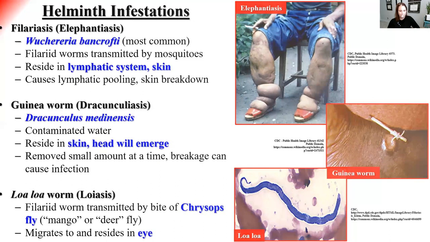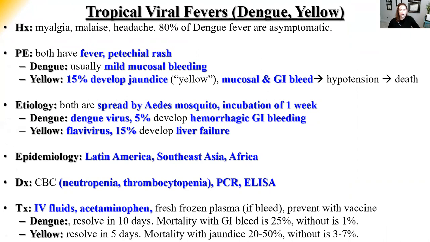Next, let's move on to our viral diseases. Let's start with the tropical viral fevers. So we have dengue fever and yellow fever. Let's start with the history of these, which is pretty similar. So they share in common myalgias, malaise, and headache, kind of nonspecific. 80% of dengue fever patients are asymptomatic. On physical exam, both of them can have fever and both of them can cause a petechial rash. So they share that in common.